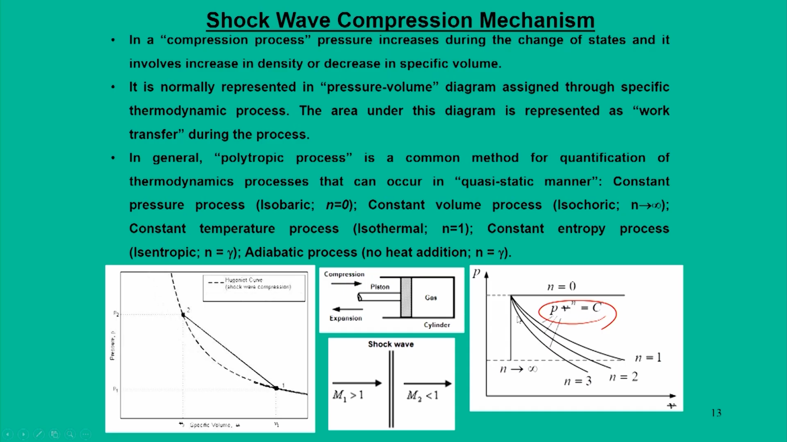But apart from that, nature has another mechanism by which a compression process can be achieved, through a shock wave. Across a shock wave there is an increase in density, pressure as well as entropy. Also, we see the flow field becomes subsonic. So, a shock wave can be treated as a compression process. In fact, through the Hugoniot curve, we represent a shock process, which is an irreversible process.